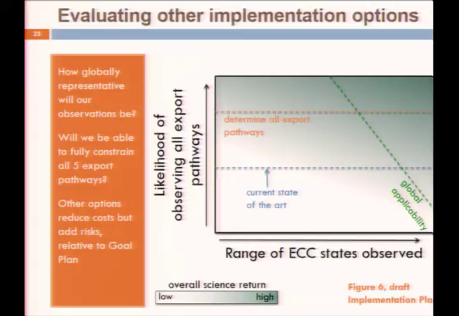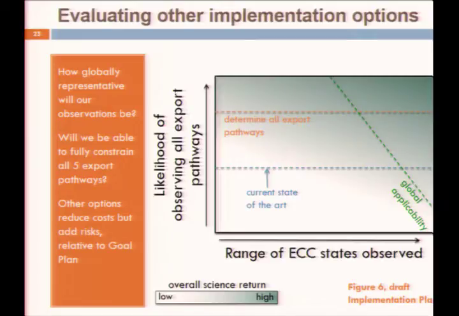On the y-axis, it's labeled likelihood of observing all export pathways. So this is the probability that by going out and carrying out this particular implementation option, we're actually going to be able to fully constrain pathways 1 through 5 on your CFAT cards.